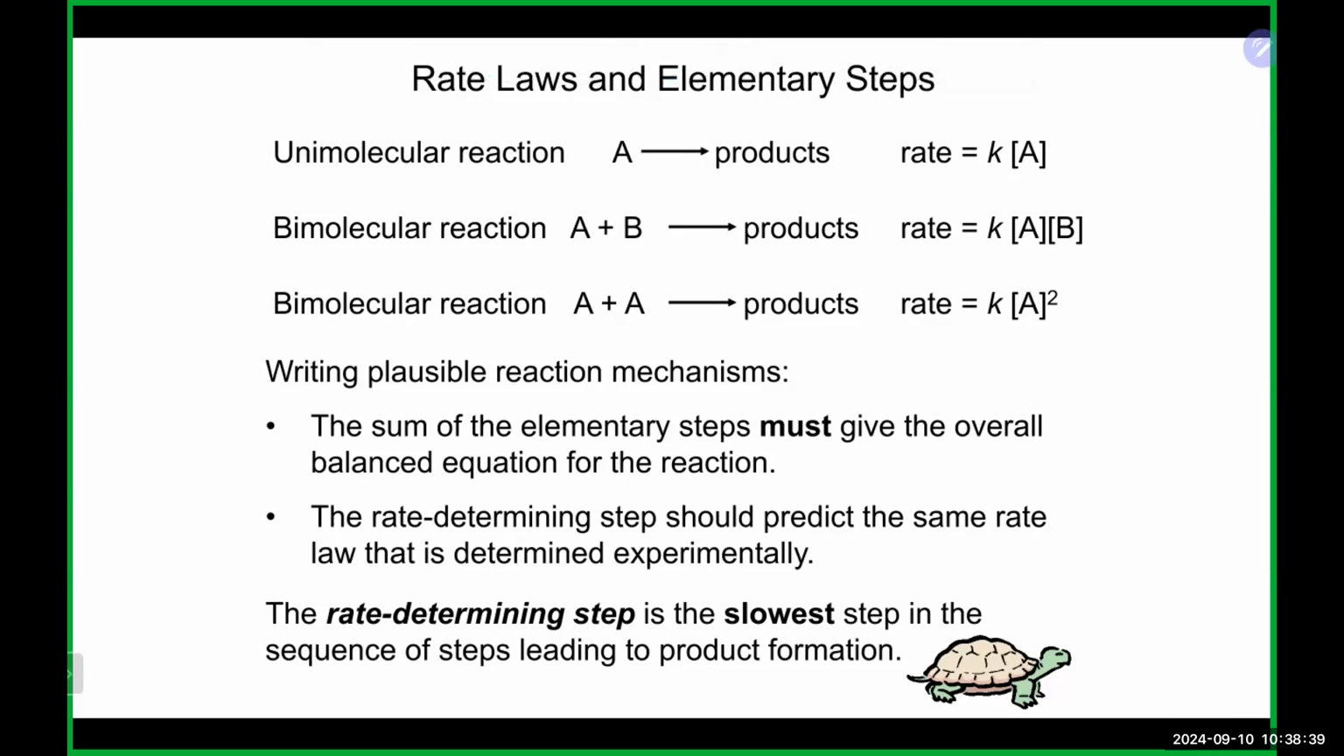So for example, here, obviously the coefficient here is 1. So the rate law you could write for this one would be the rate is equal to k times the concentration of A.